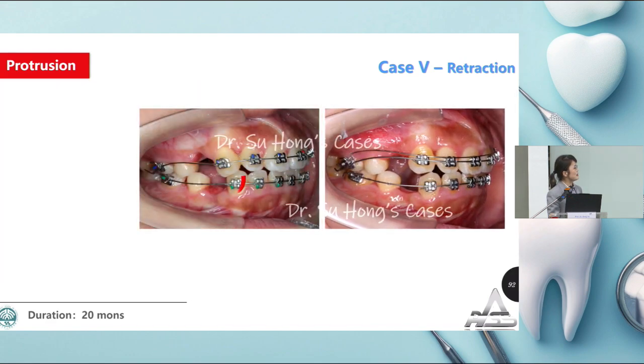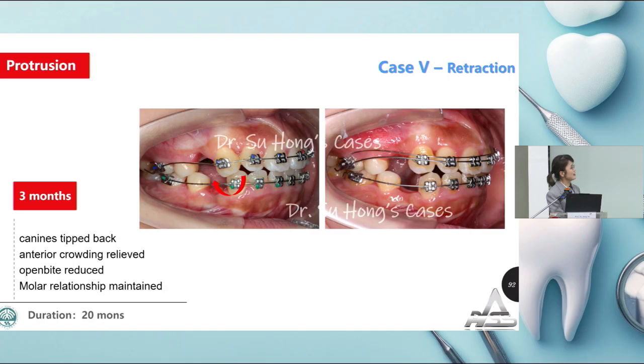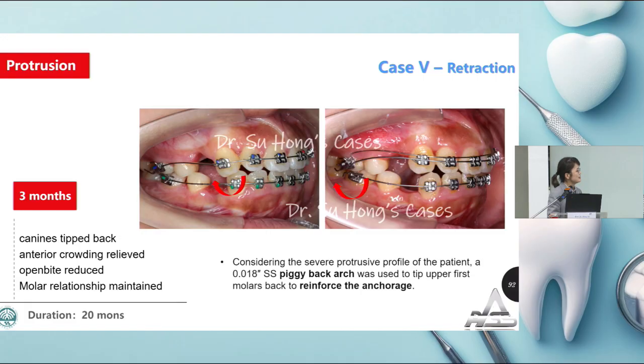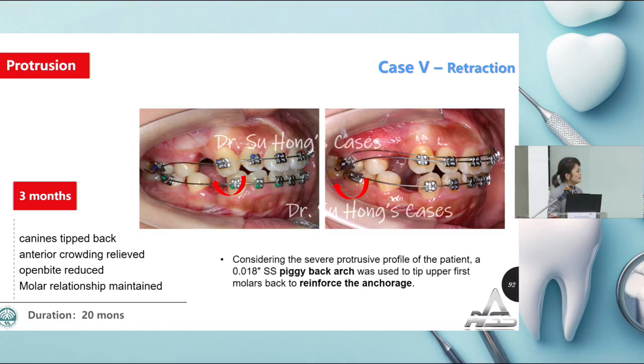We can see the 3 months moment. The moment after bonding and the moment at 3 months, we can see the canine is tipped back, yeah, here. And the anterior crowding relieved, and the open bite reduced, and the molar relationship maintained. I used the piggyback arch to tip upper first molars back to reinforce the anchorage.